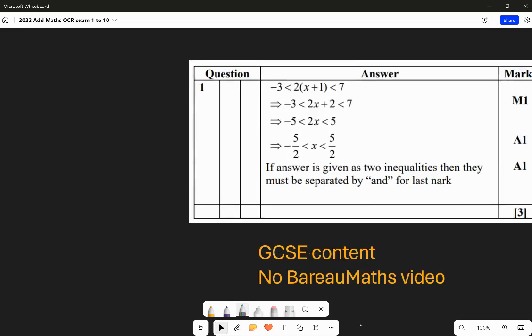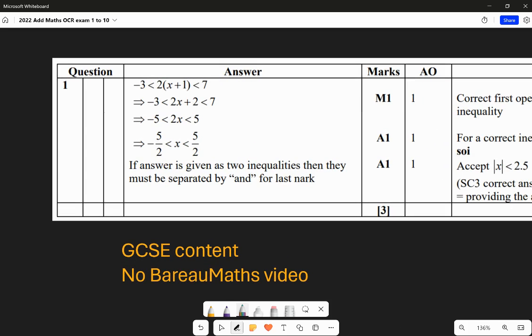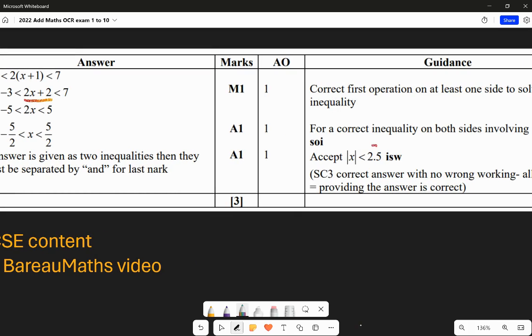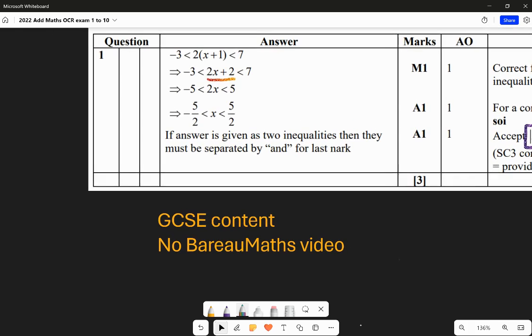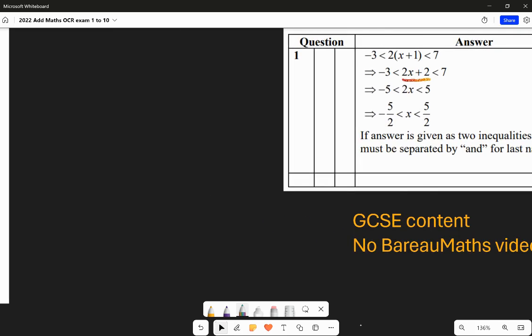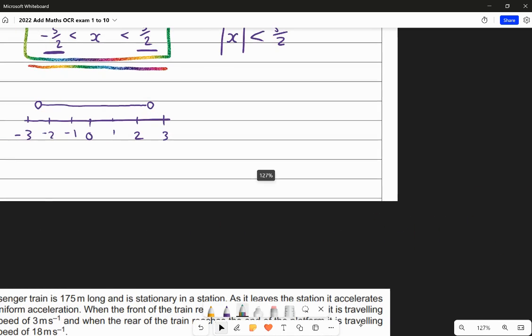So the mark scheme shows that it expanded the brackets rather than dividing by 2 first, but basically all that does is give you an extra line of working. So you could expand and then solve it, but it takes an extra step. And they accept mod x is less than 2.5. So yes, there's no Barrow Maths video to help you with this content. This is GCSE content, so if you need extra help with this, go and see your maths teacher, I would recommend. Okay, so let's have a look at question 2.